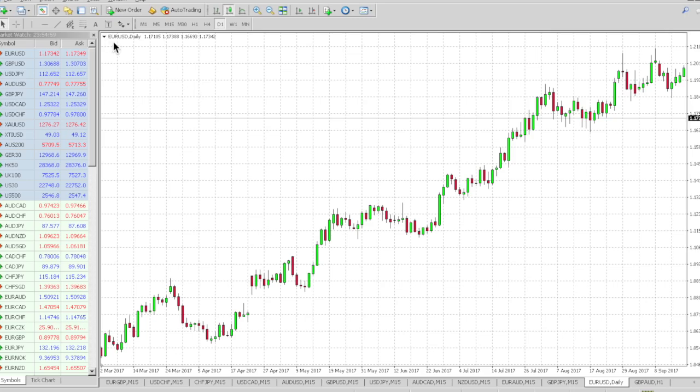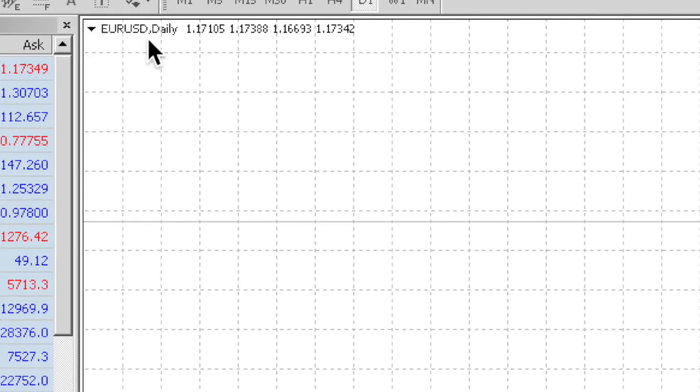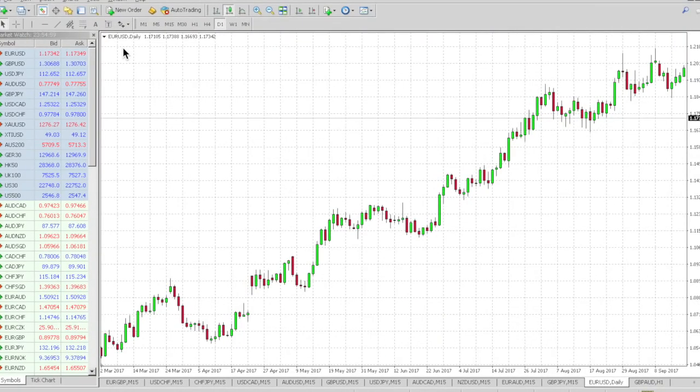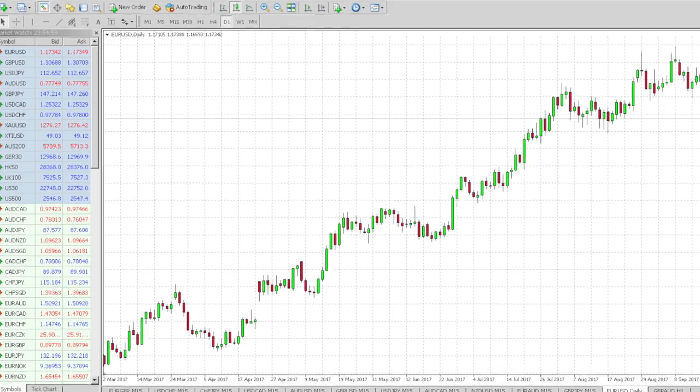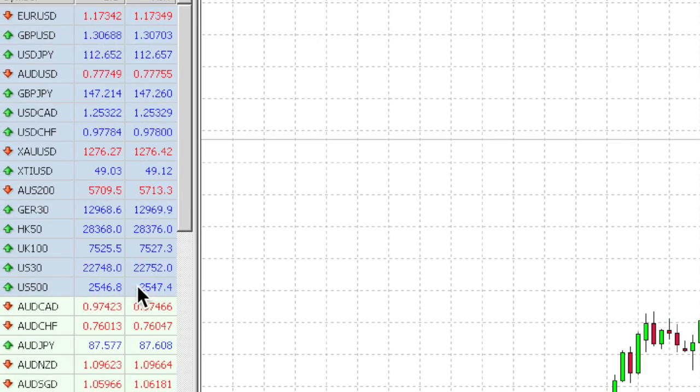So I'm looking at the Euro USD, okay, and the market's closed right now. I'm doing this on a weekend, so you can see that the prices are not moving, but when the market's open, you can see the prices will be moving rapidly, okay?